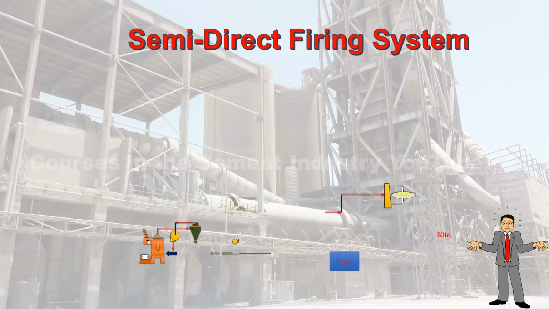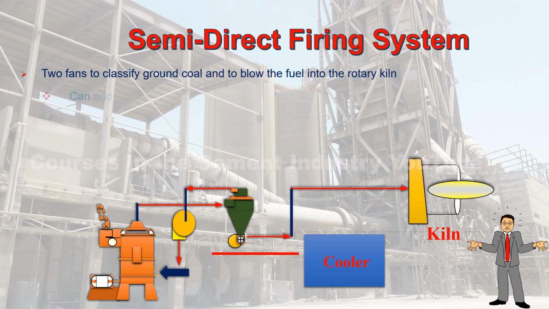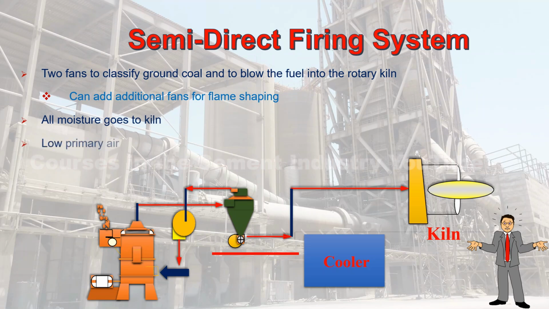Semi-direct firing system. 1. Two fans to classify ground coal, and to blow the fuel into the rotary kiln. Can add additional fans for flame shaping. 2. All moisture goes to kiln. 3. Low primary air. 4. Higher capital cost than direct firing system.